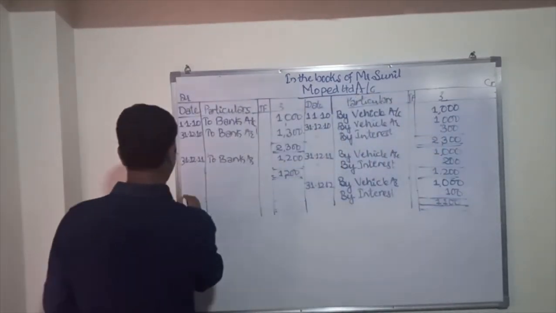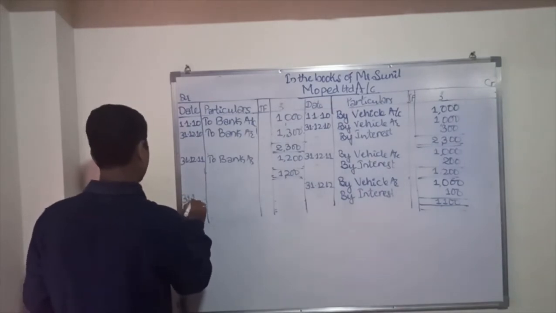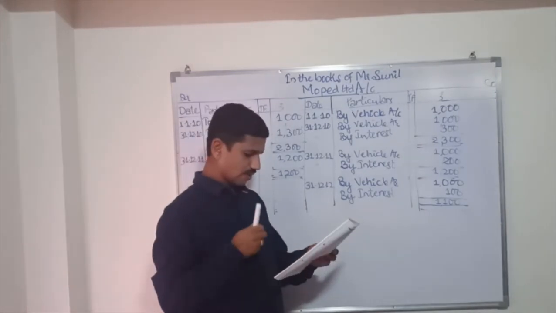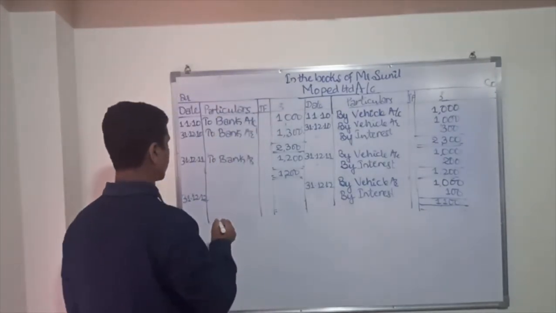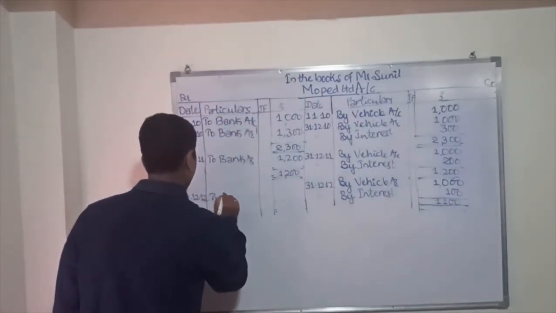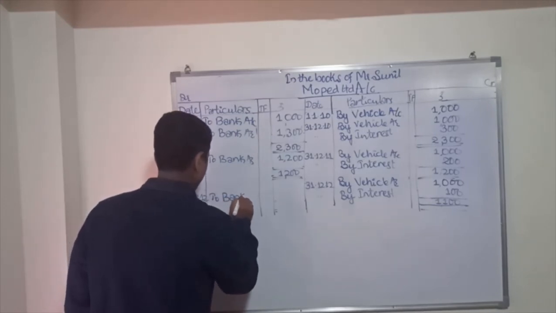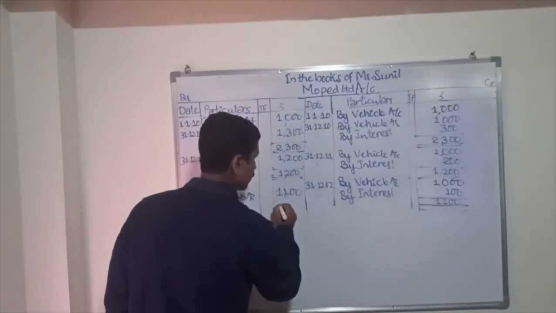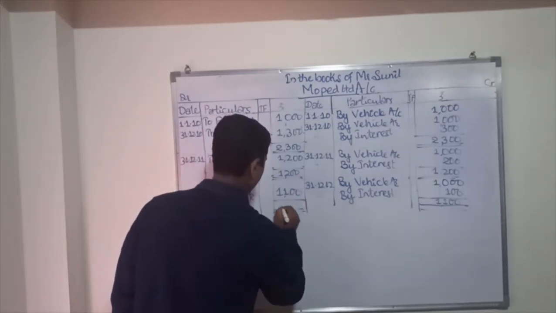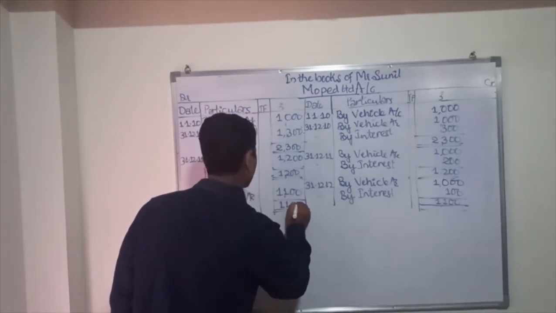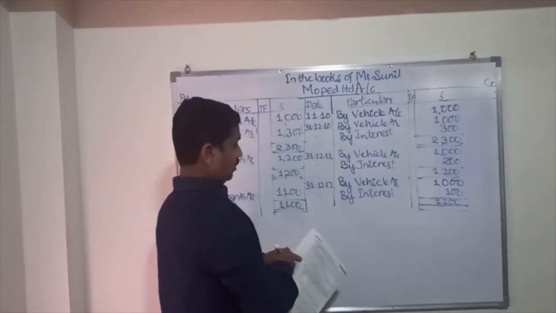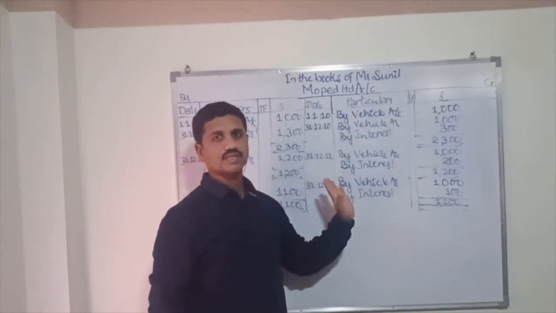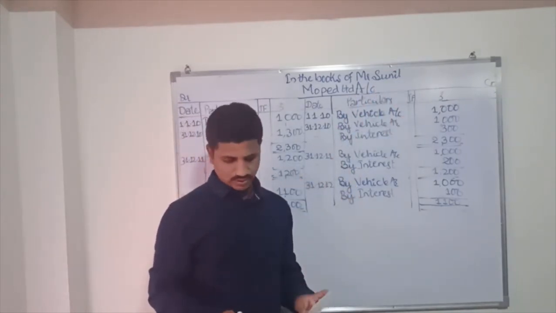Then the final installment is paid on 31st of 12 2012. So the last installment is 1100. When it is paid, Moped Limited account is debited to bank account. So the bank account is 1100. So here the total will be 1100. So this is how we should prepare the vendor's account in the books of hire purchaser.